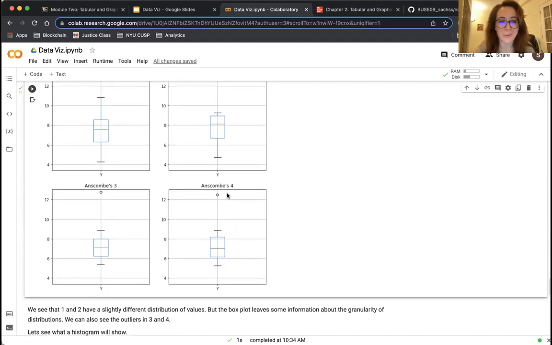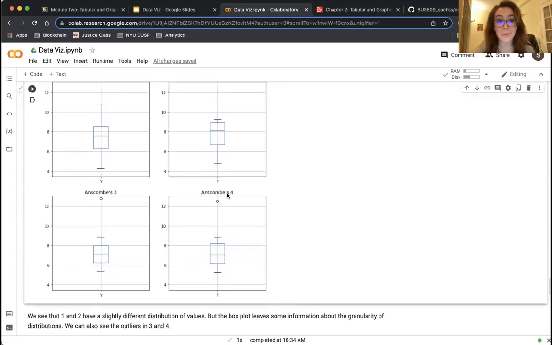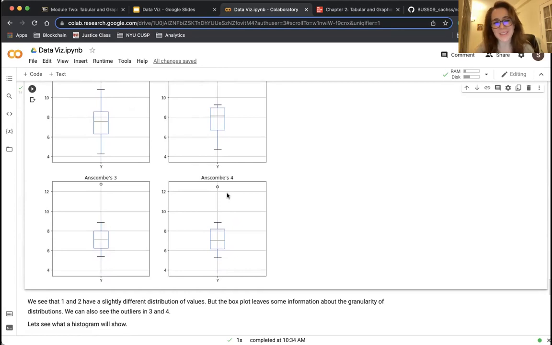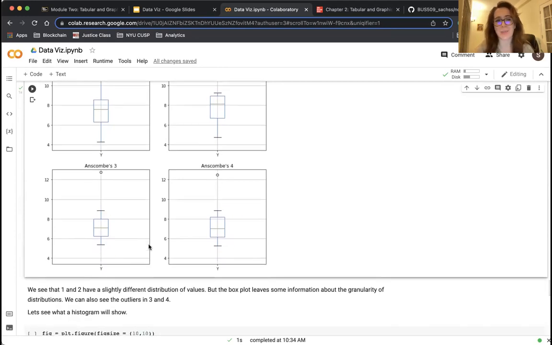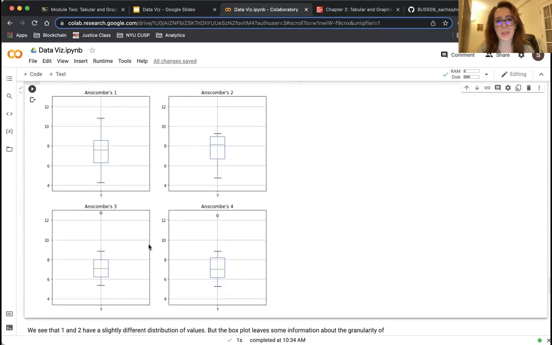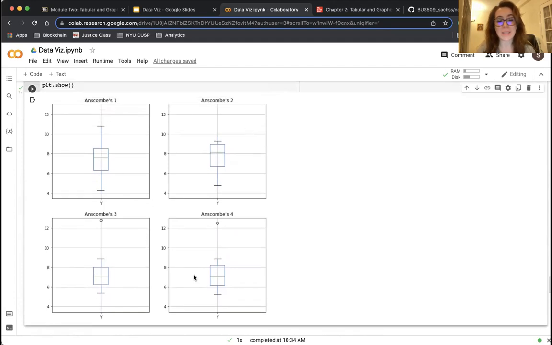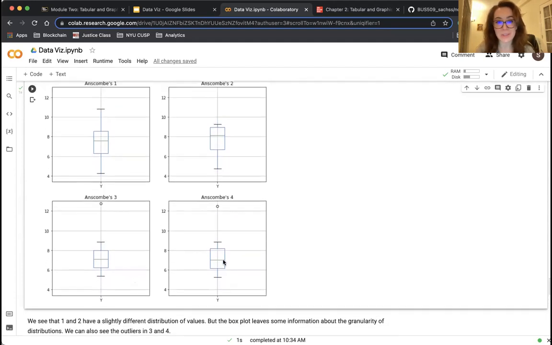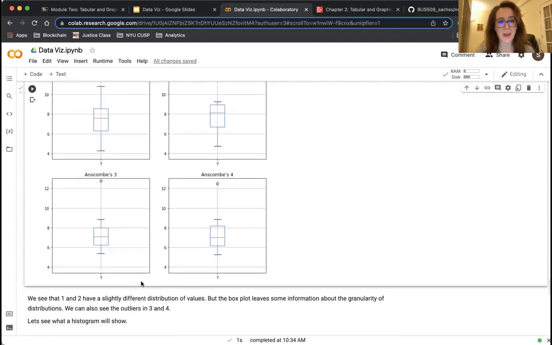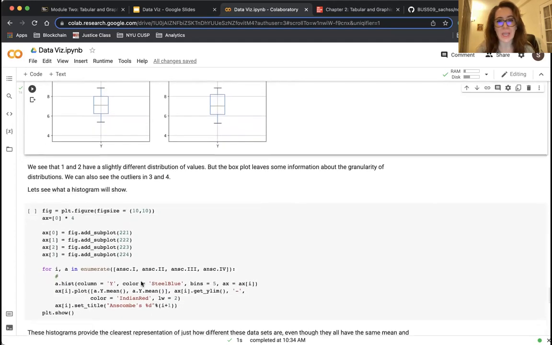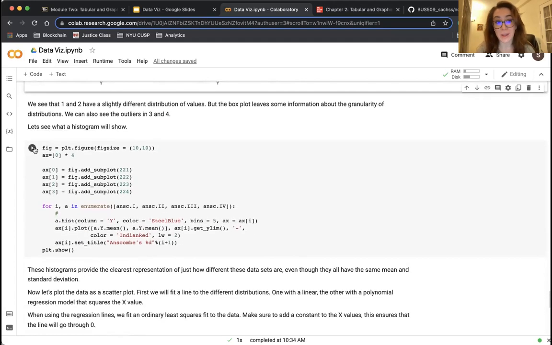So this is a little bit of a foresight into how we would start to see this data outside of it. But this kind of still doesn't tell us enough information about how are these different samples different from each other, because these two look pretty similar. So let's start to look at what the histogram would show.